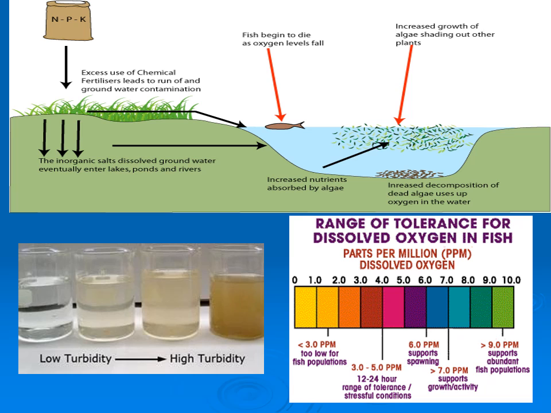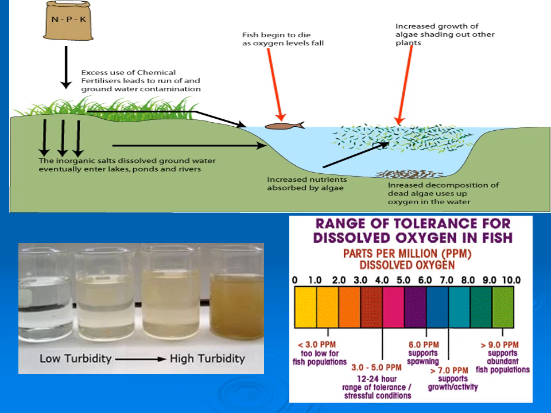Okay, so then look at the bottom left, you see turbidity. The very clear glass of water, that's low turbidity, and the super cloudy one is high turbidity. So cloudy water, obviously, is not super healthy compared to non-cloudy water for different organisms to be able to survive.